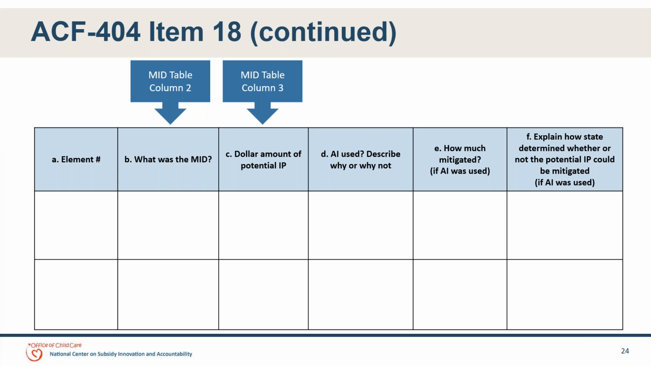All right, column C asks for the dollar amount of the potential improper payment, and this corresponds to column 3 in the MID tables. And D corresponds to columns 4, 5, and 6 of the MID tables. Column 4 in the MID table is just a yes or no question: was an additional inquiry used? And then you would describe why not in column 5 if you didn't use an additional inquiry. And if you did use an additional inquiry, you describe what you did in column 6. So you would just pull those responses out of the table and copy and paste them here in column D.